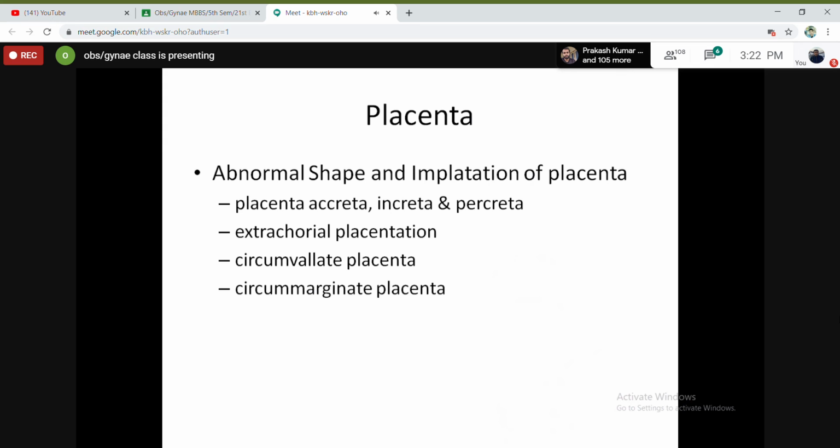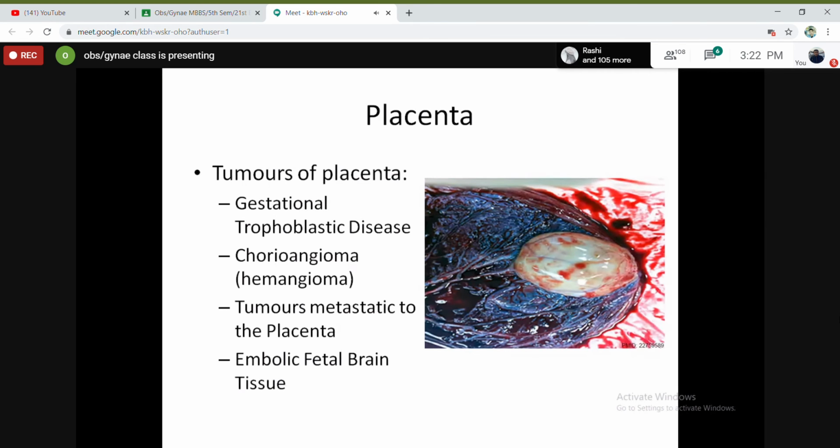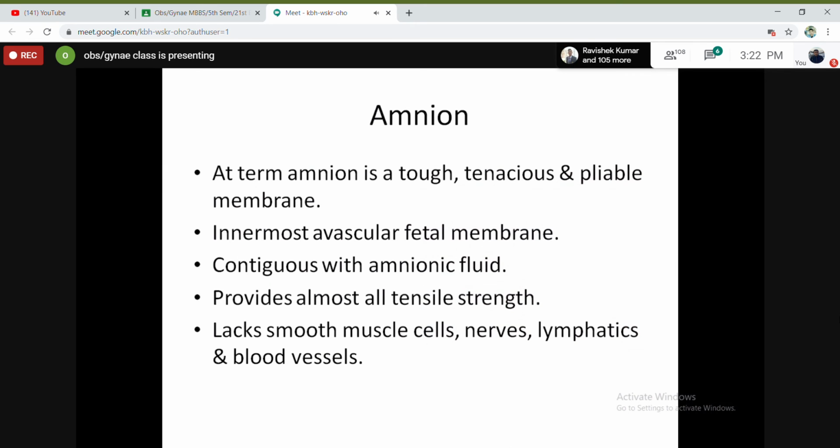Other abnormal implantations of the placenta are placenta accreta, increta, and percreta, which will be discussed in detail in antepartum hemorrhage. Then there are extrachorial placenta, circumvallate placenta, and circummarginate placenta. There are tumors of the placenta as well: gestational trophoblastic disease, chorioangioma. The picture shows a chorioangioma of the placenta, tumors metastatic to the placenta, and embolic fetal brain tissue in the placenta. So that's about the placenta.